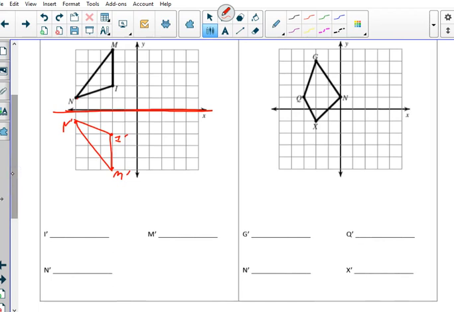So I prime is at -2, -2. M prime is at -2, -5. And N prime is at -5, -1.